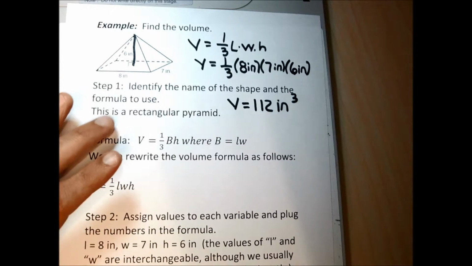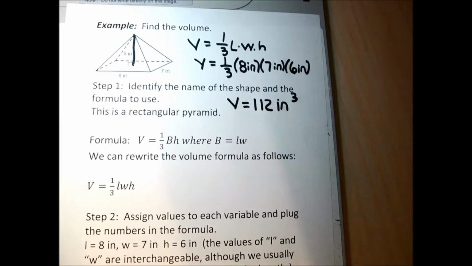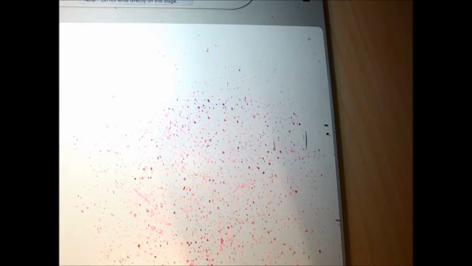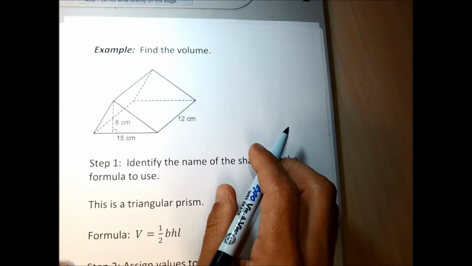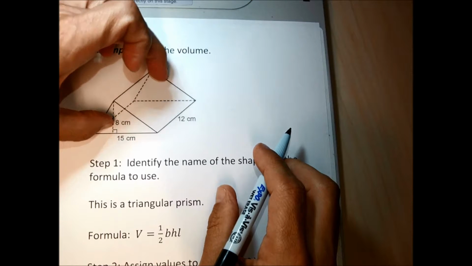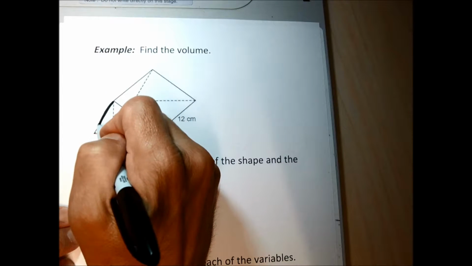That's kind of all what the write-up says here. Move on to the next page and find another volume. And this is a triangular prism. It's a prism because it doesn't come to a point, and the bases are these triangles.